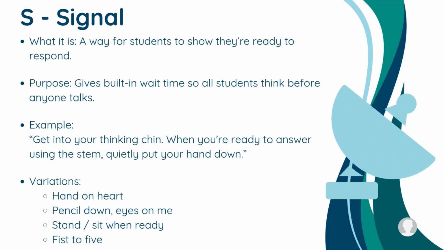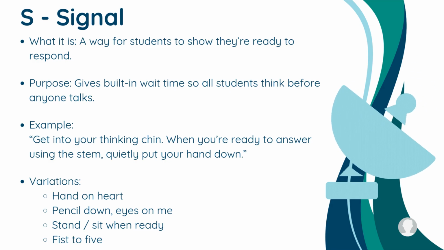The signal can sometimes be one of the most underrated steps in this strategy, but it's what creates equity. When we ask a rich question, many students need processing time, including English learners and students who need space to compose language. The signal ensures everyone gets that wait time. It also gives you a quick visual check of who is ready. Using signals like thinking chins, thumbs on chest, or fist to five gives every student time to think before anyone starts. It slows the pace just enough for some students to access the task.